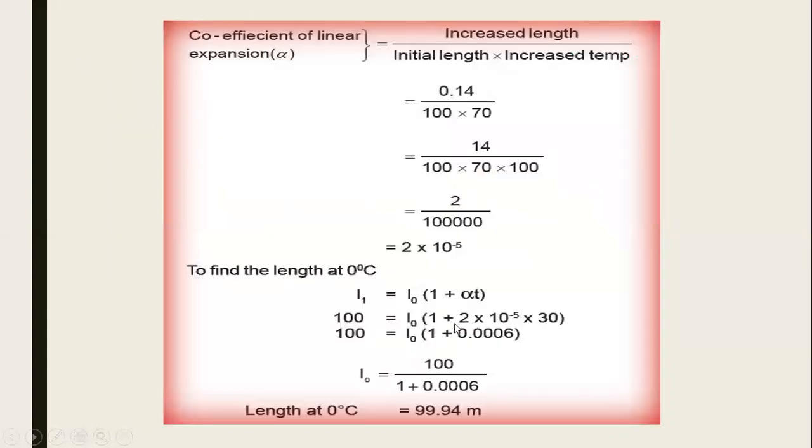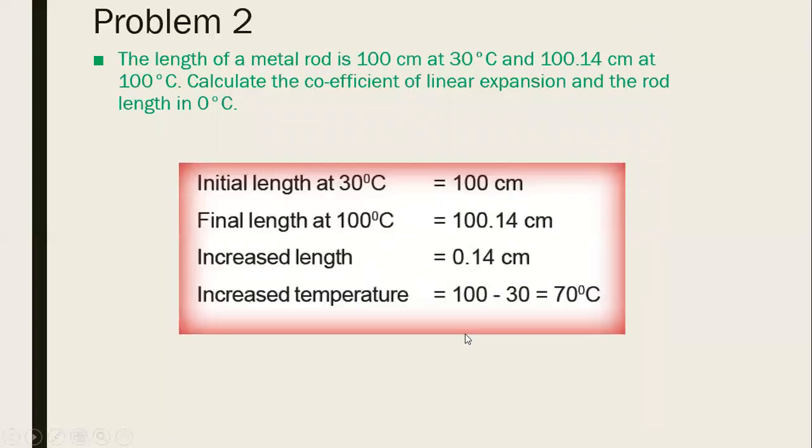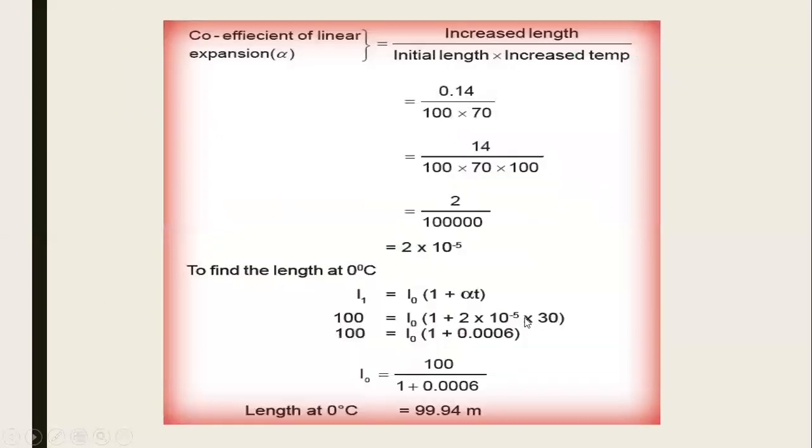Okay. Then 1 plus alpha. What is the coefficient of linear expansion? It is 2 into 10 raised to minus 5, into change in temperature. Change in temperature will be 30 degree. Means when you are converting 30 degree, the length is 100. At 0 degree what will be the length? So 0 and 30 degree, what is the difference? It is the 30 degree. So 100 is equal to L0 into 1 plus 0.0006. So L0 will be 100 by 1 plus 0.0006. It will be 99.94 meter.